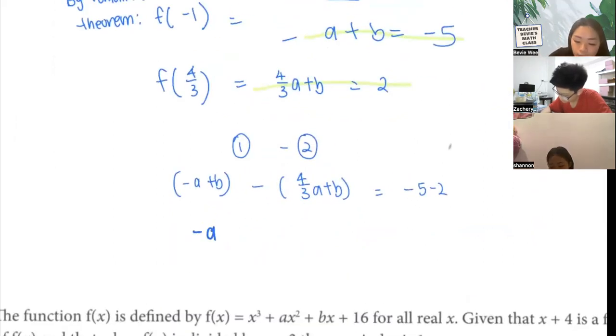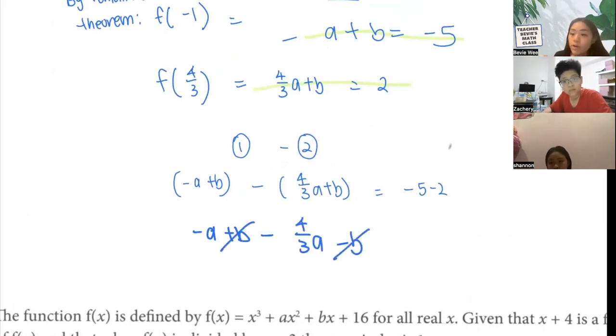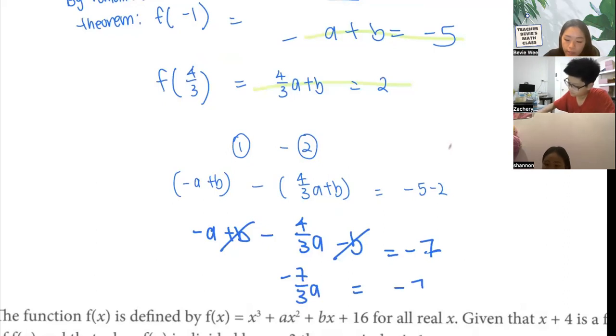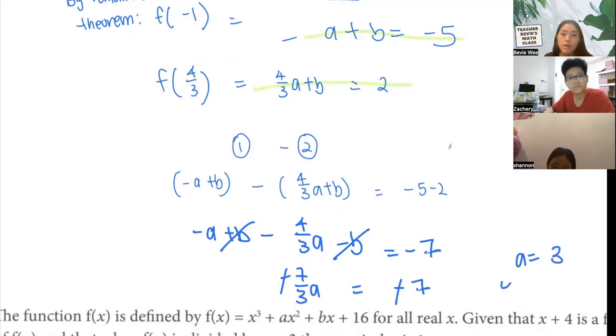So this is minus a plus b, minus 4/3 a minus b. You see? Then you are very confirmed this is eliminated. Equals minus 7. So minus 1 minus 4/3 is minus 7/3 a equals minus 7. Drop the negative. a equals 7 divided by 7/3. That is 3. All right, that's not all. You still got a b to find. Sub it back into 1, it's easier. Minus 3 plus b equals minus 5. b equals minus 5 plus 3, which is minus 2. That's it.